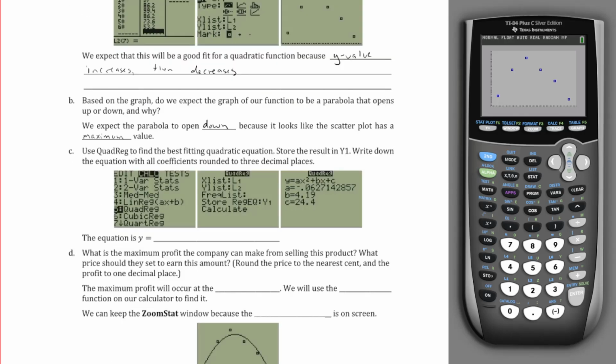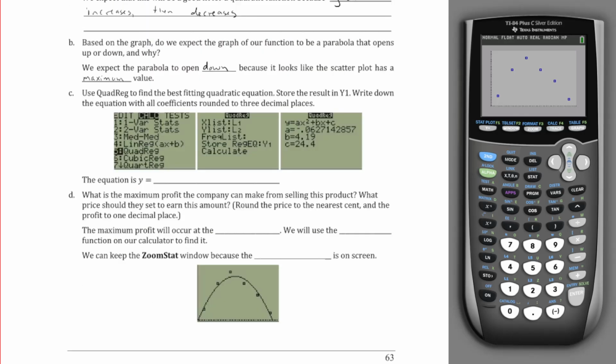Okay, so let's come up with our parabola of best fit. So I'm going to go to Stat again, Calc. I'm going to choose Quad Reg because I want a quadratic. My x values are in L1, my y values are in L2. I'm going to store the equation to y1 and calculate.